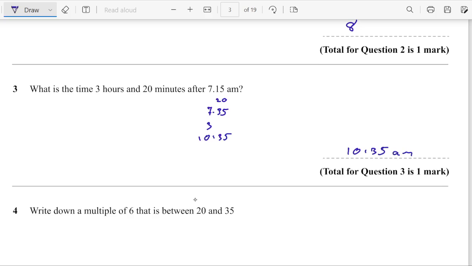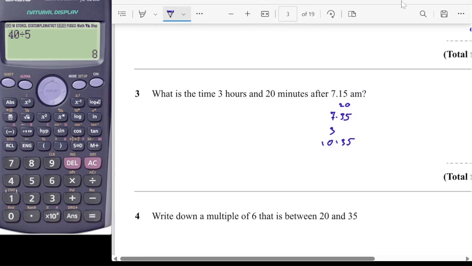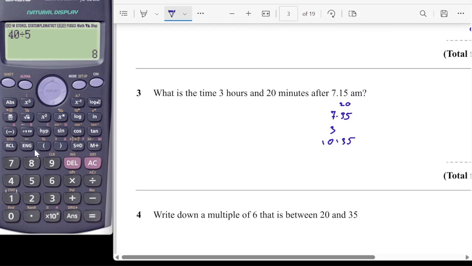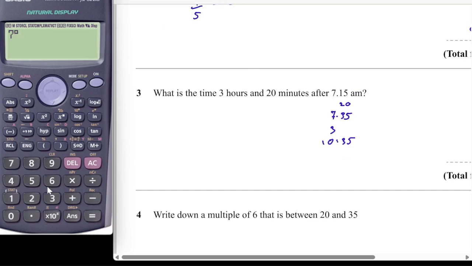You can use your calculator to do time. So I'll show the version on my calculator as well. If I type 7:15 a.m., first of all, I type it as 7 hours and 15 minutes. And to that, I'm going to add on 3 hours and 20 minutes. And that should give me 10:35. Same answer.